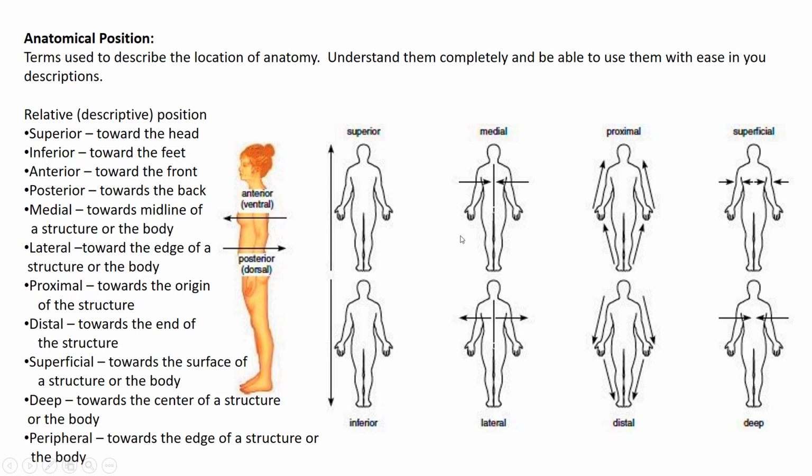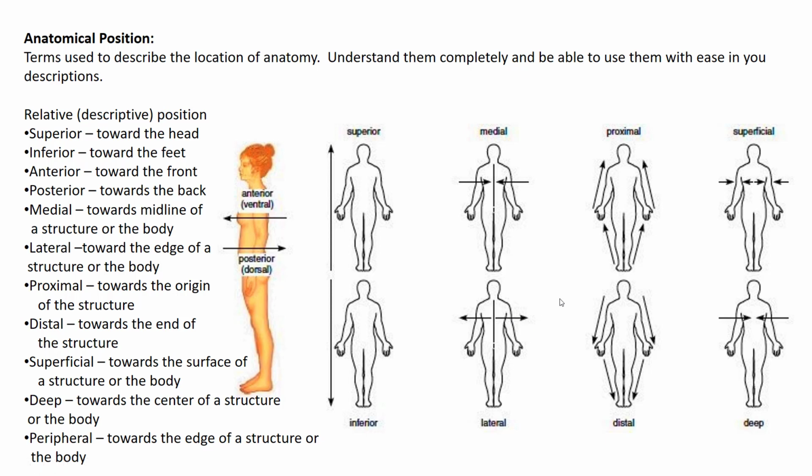Medial can be midline of a structure or the body. So if you're saying that the torso is medial from the arms, or you might say that the belly button is medial to the hip bone. It just depends on what particular structure you're talking about. You might be talking about the liver and a medial portion of the liver itself versus one body part to another. Lateral is away from the midline of the body or structure.